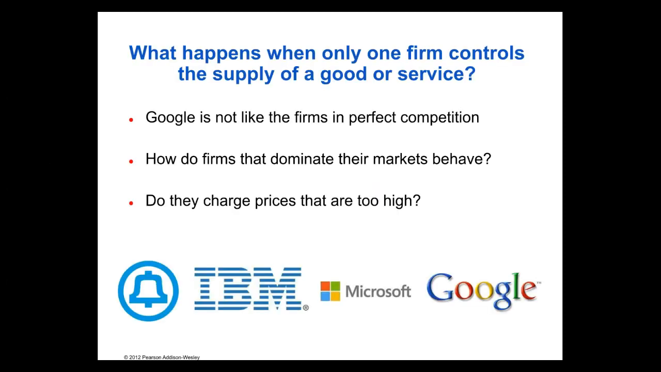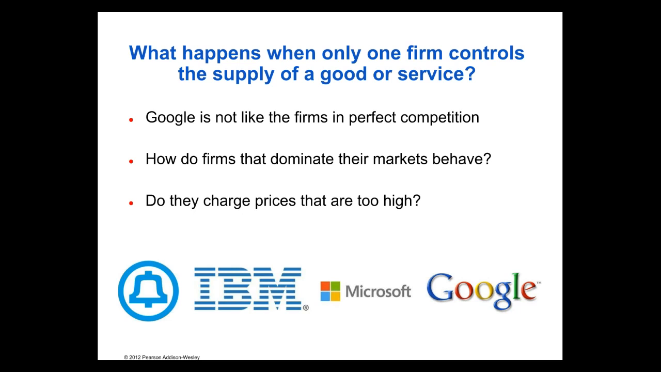In this video, we're going to talk about a market structure called monopoly. When economists study monopoly, they're trying to understand what happens when only one firm controls the supply of a good or service in a marketplace. We know that firms like Google are not like firms in perfect competition. And we want to understand when firms dominate a market, what kind of prices do they charge? What type of quantities do they supply?